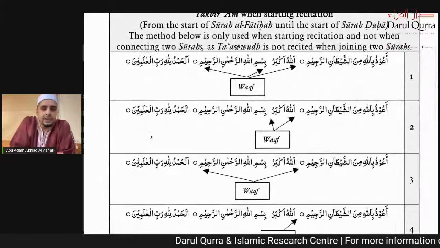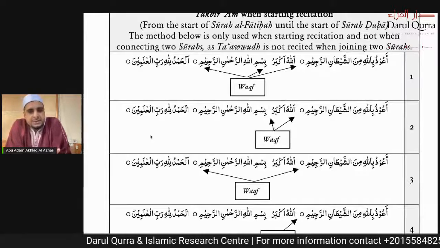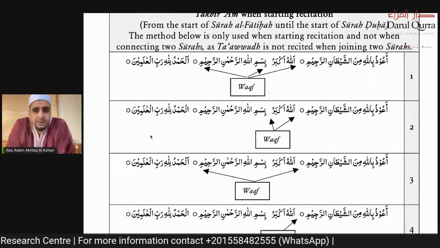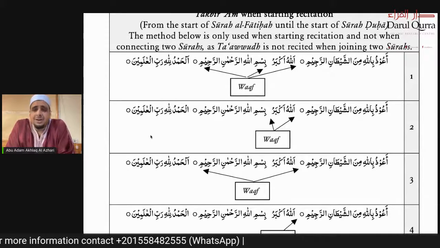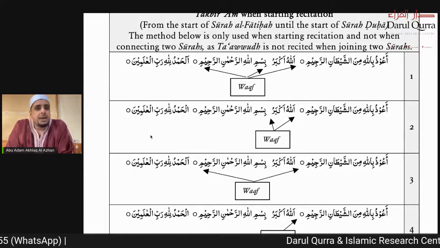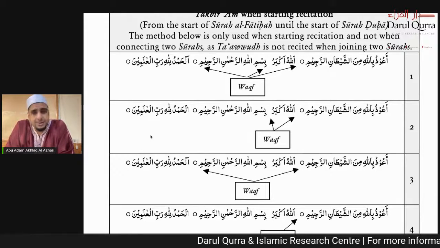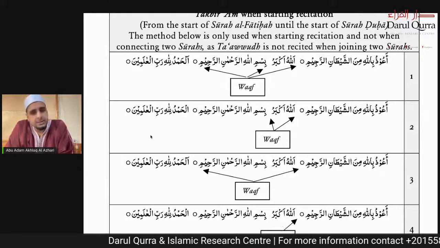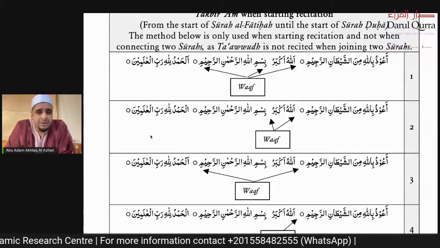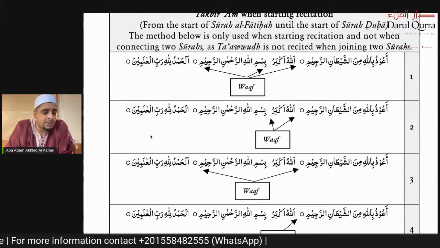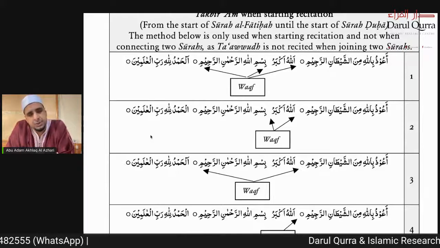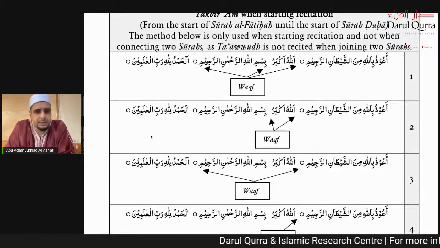Scenario number two now. So we're going to do waqf after the ta'awudh and after the takbir. Okay? So let's look at this now. A'udhu billahi minash shaytanir rajim. Breath. Allahu akbar. Take a breath. Bismillahir rahmanir rahim alhamdulillahi rabbil alameen. And now here we're joining the basmala and alhamdulillah.